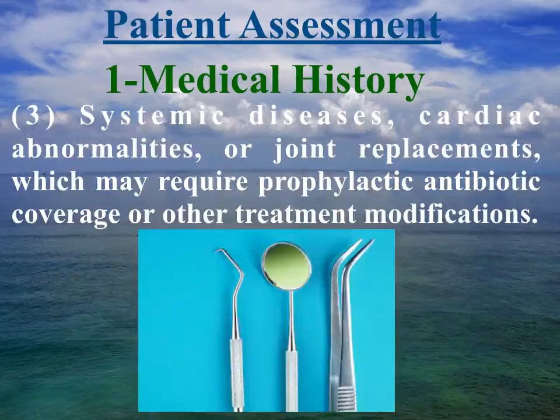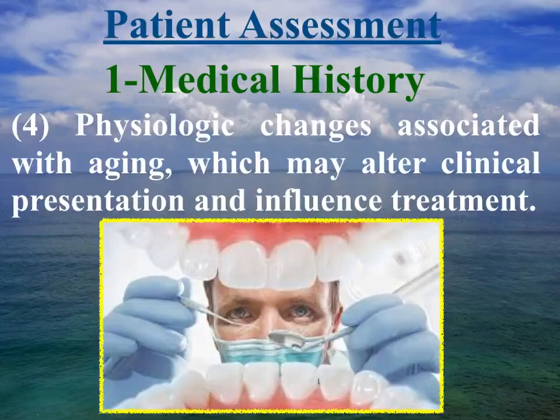Medical history 3, systemic disease and cardiac abnormalities, joint replacement. All these diseases may require prophylactic antibiotic coverage or other treatment medication. Systemic diseases, such as cardiac abnormalities or cardiac valve problems, should have antibiotic cover before the dental treatment. And if you need to, consult the physician to get good information about the systemic disease.